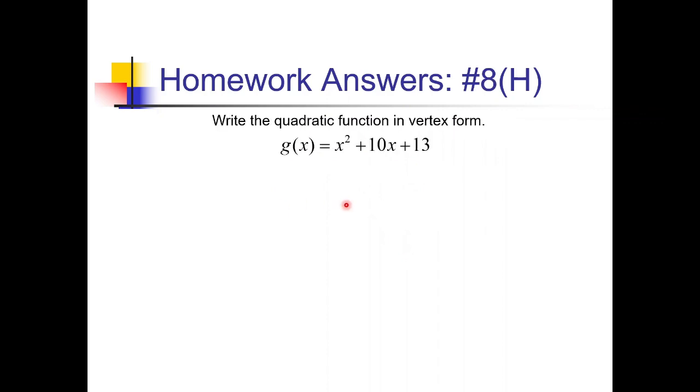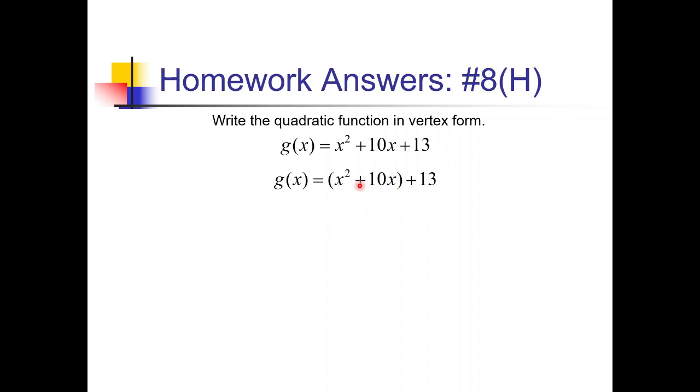For this problem, they just want us to write this quadratic function in vertex form. So the way we're going to do that is we're going to section off this x squared plus 10x, and then we'll complete the square just for this little piece. So let me put a parentheses there just to show people what I'm about to do. And in this parentheses, I'm going to complete the square.